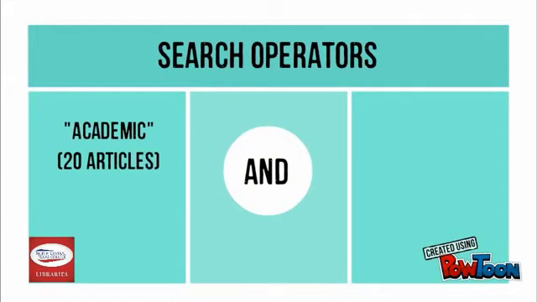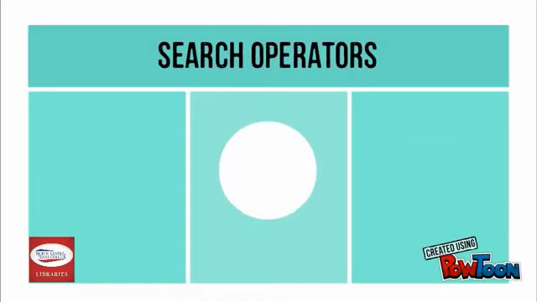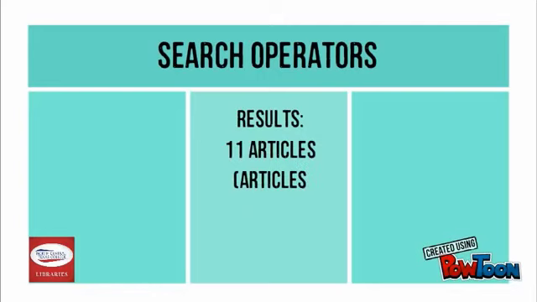Academic has 20 articles and achievement 17 articles, resulting in 11 articles that contain both terms.